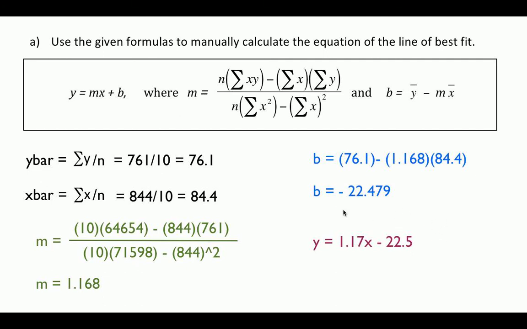So when you look at this equation of line of best fit, there will be some parameters that would be reasonable and unreasonable. But this would be the line of best fit. You found y bar, you found x bar, you found m, substitute it in, and now you have y equals mx plus b, which is your negative 22.5.